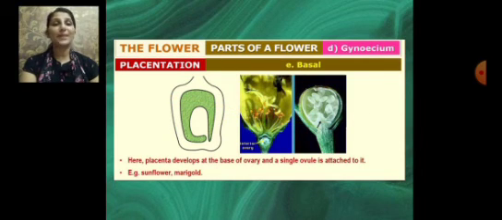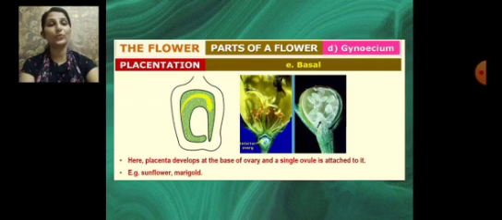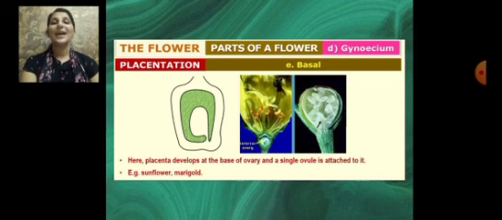And the last type of placentation is the basal placentation. The placenta develops at the base. And from this basal placenta, a single ovule is attached. This is a single ovule which is attached to the basal placenta. And this type of placentation is seen in sunflower.